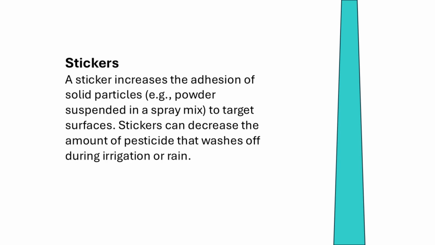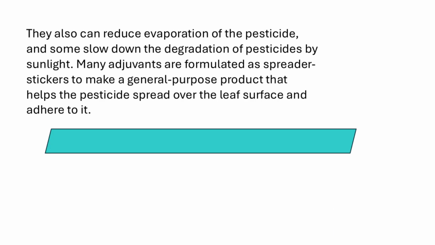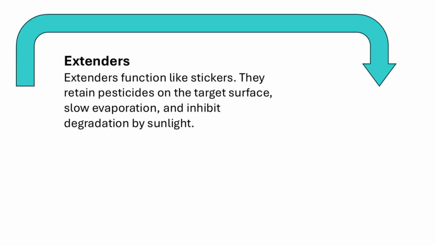Stickers can decrease the amount of pesticide that washes off during irrigation or rain. They also can reduce evaporation of the pesticide, and some slow down the degradation of pesticides by sunlight. Many adjuvants are formulated as spreader stickers to make a general-purpose product that helps the pesticide spread over the leaf surface and adhere to it.